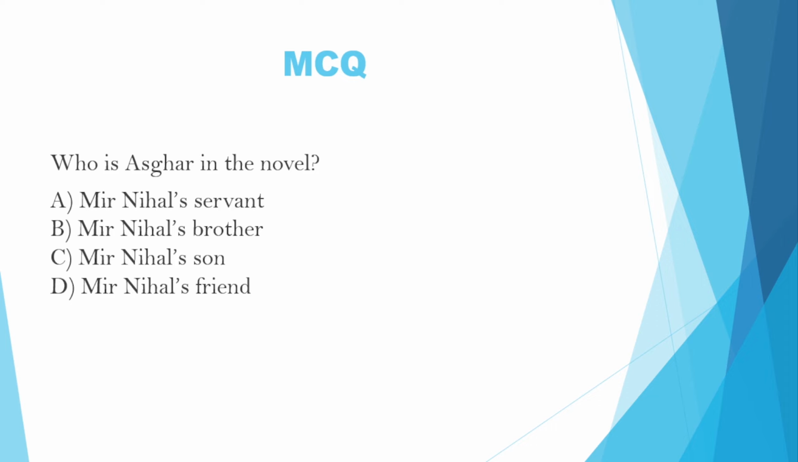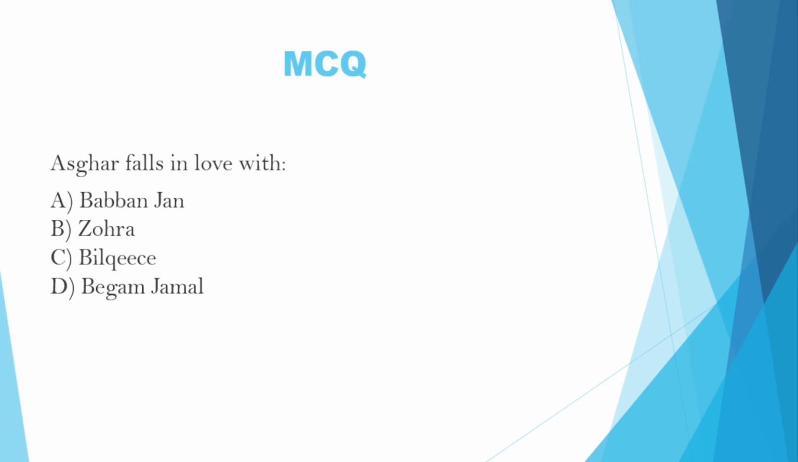Next question is, who is Asghar in the novel? Option A Mir Nihal's servant, option B Mir Nihal's brother, option C Mir Nihal's son, option D Mir Nihal's friend. The correct answer is C Mir Nihal's son. Next question is, Asghar falls in love with option A Babbanjan, option B Zohra, option C Bilqis, option D Begum Jamal. The correct answer is C.